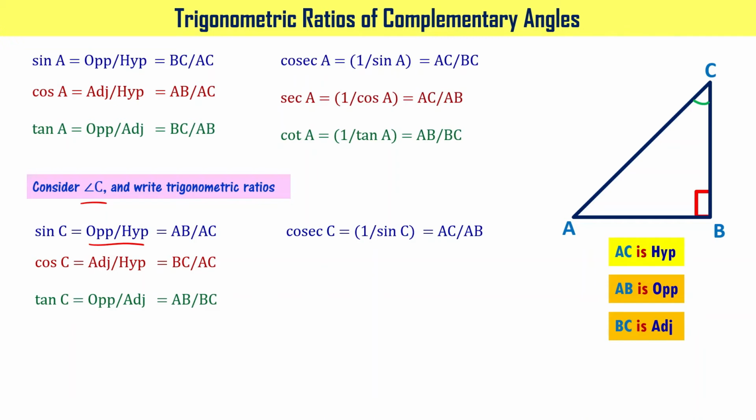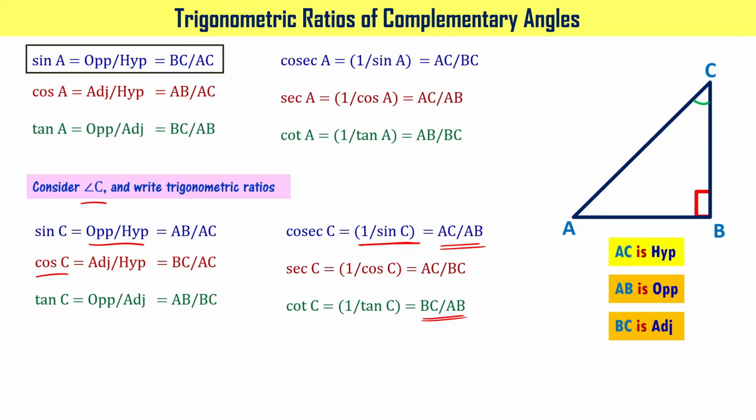Now cosec C can be written as 1 by sin C, that is equal to AC by AB. Got it? Now sec C can be written as 1 by cos C, that is equal to AC by BC. Cot C is equal to 1 by tan C, that is equal to BC by AB. Now we have trigonometric ratios for both the acute angles.